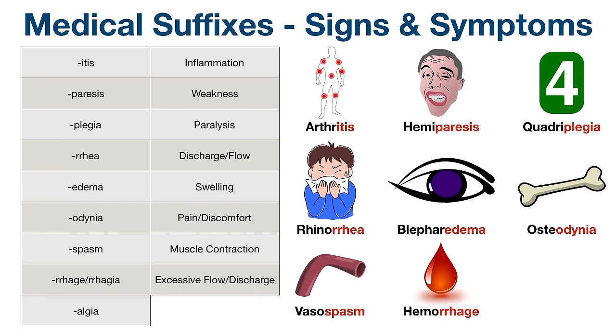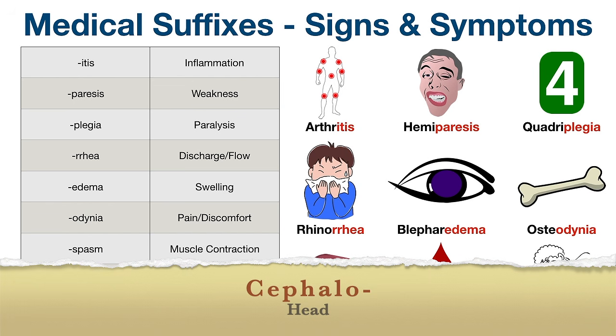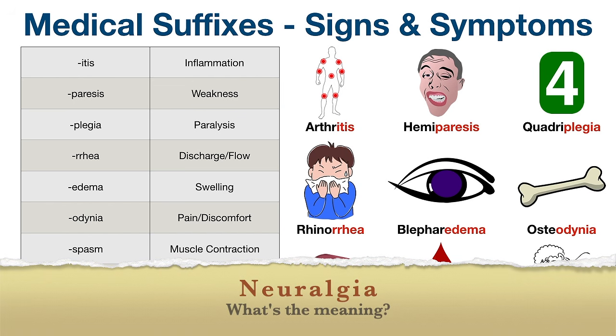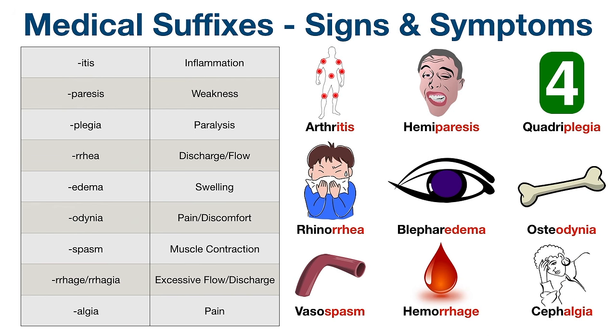Remember, rhea is discharge or flow, while ragia is excessive discharge or flow. Finally, we have algia, which means pain. An example is cephalgia, which is the medical term for headache. We know from the root video that cephalo refers to head. Another example is neuralgia. Can you figure out the meaning of this? We know neuro refers to nerve, so neuralgia means nerve pain.